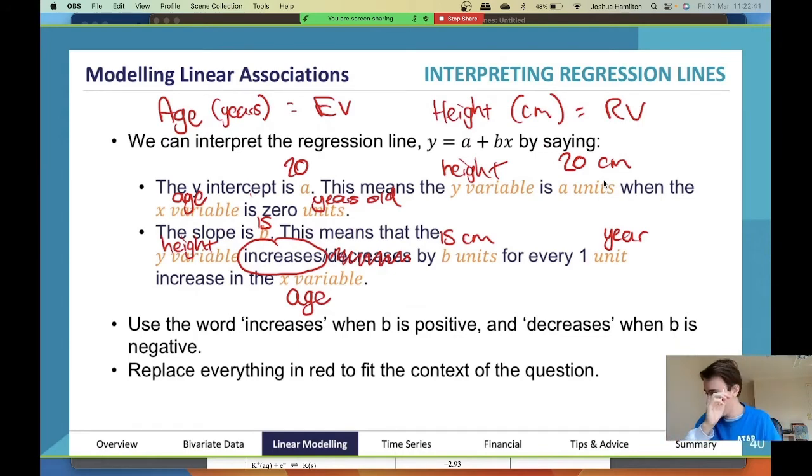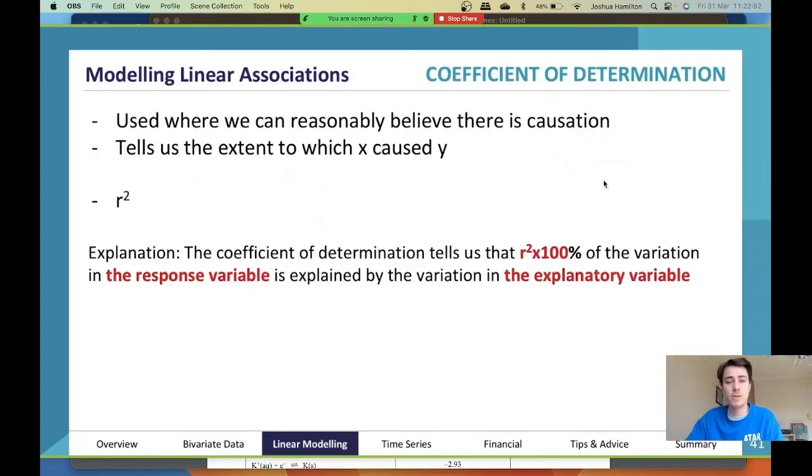Obviously, it's not going to be perfect, but it's a way of us using maths to say, hey, what sort of percentage of our height is actually going to be manipulated by our age? So we say the coefficient of determination tells us that R squared times 100%. So back in that past example, R squared was 0.97. So you'd say it's 97%.